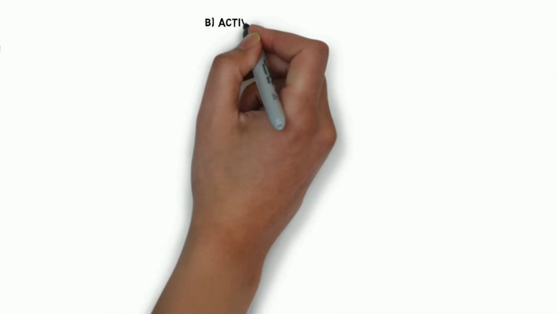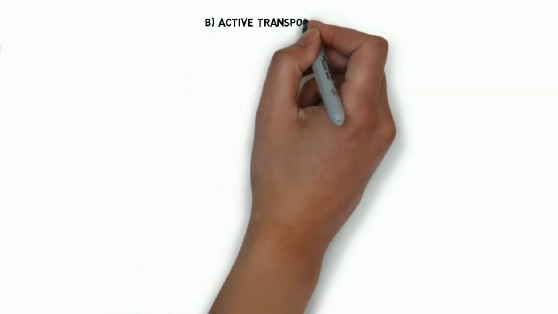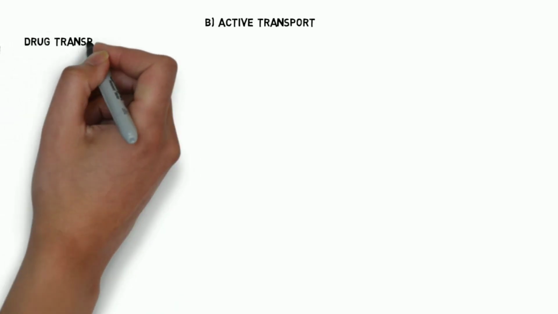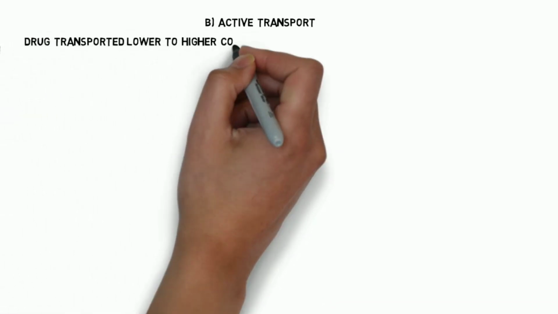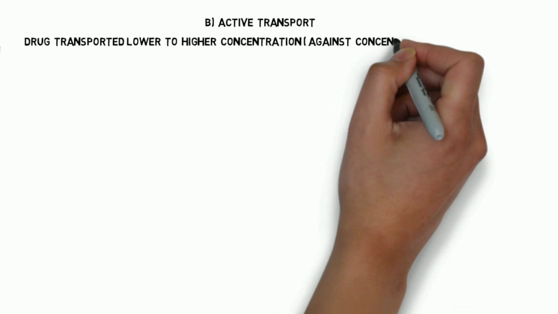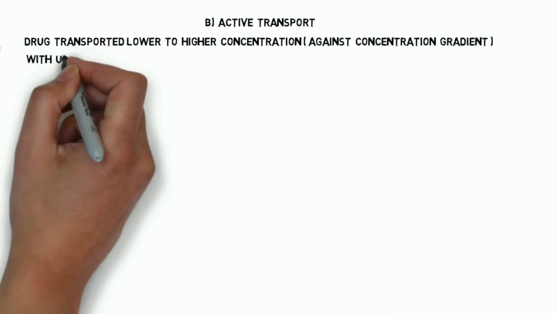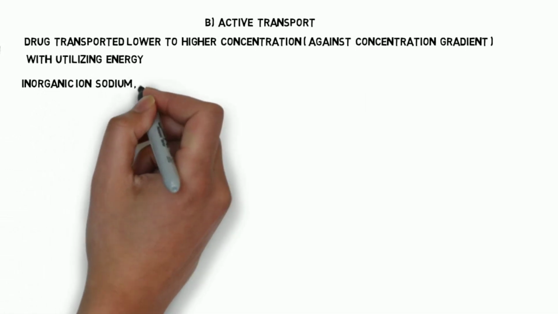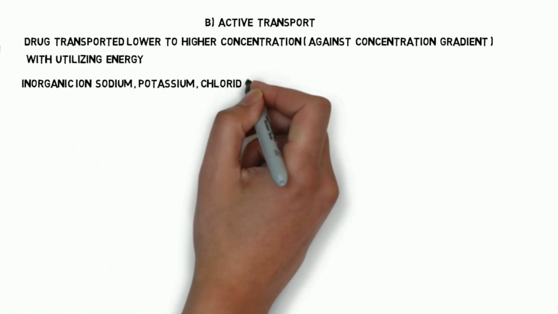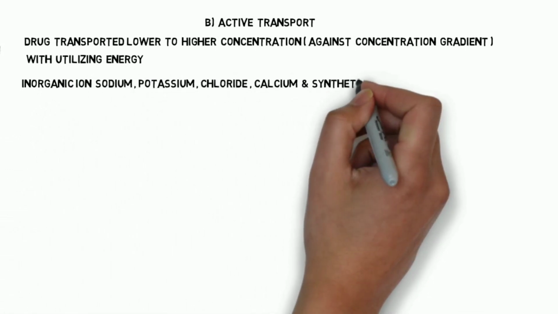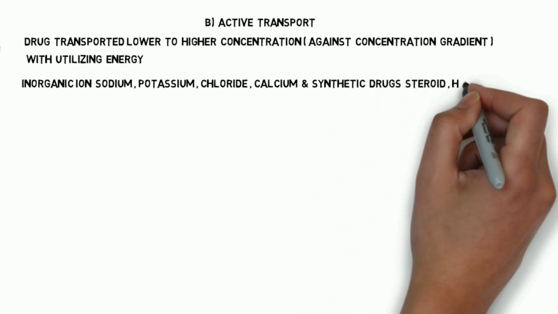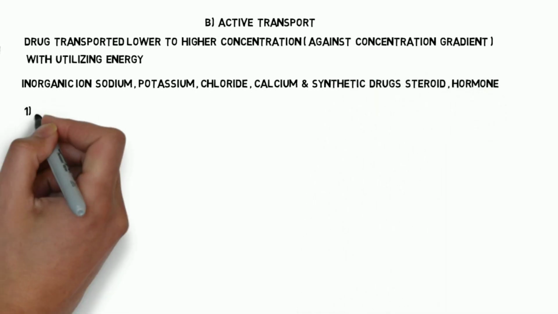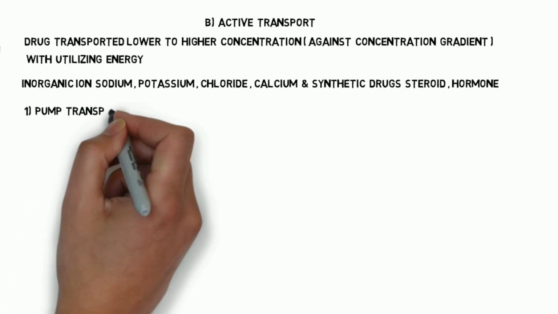Let us study active transport. In active transport, the drugs are transported across the cell membrane from lower concentration to higher concentration, against the concentration gradient, with utilizing energy. Inorganic ions such as sodium, potassium, chloride, calcium, and synthetic drugs such as steroids and hormones are transported by active transport.